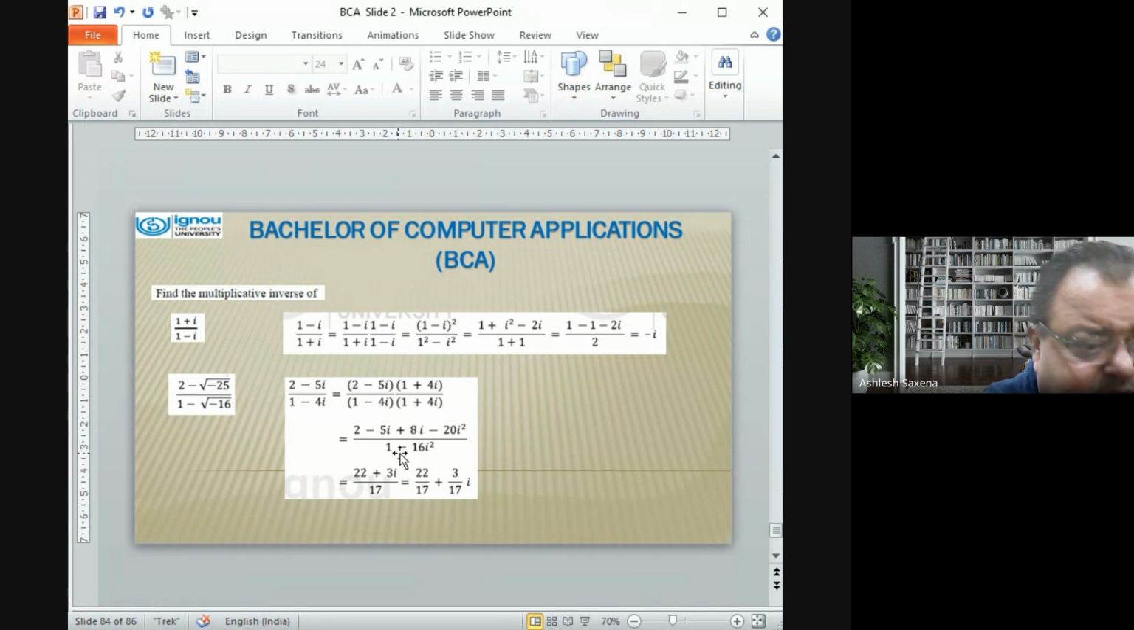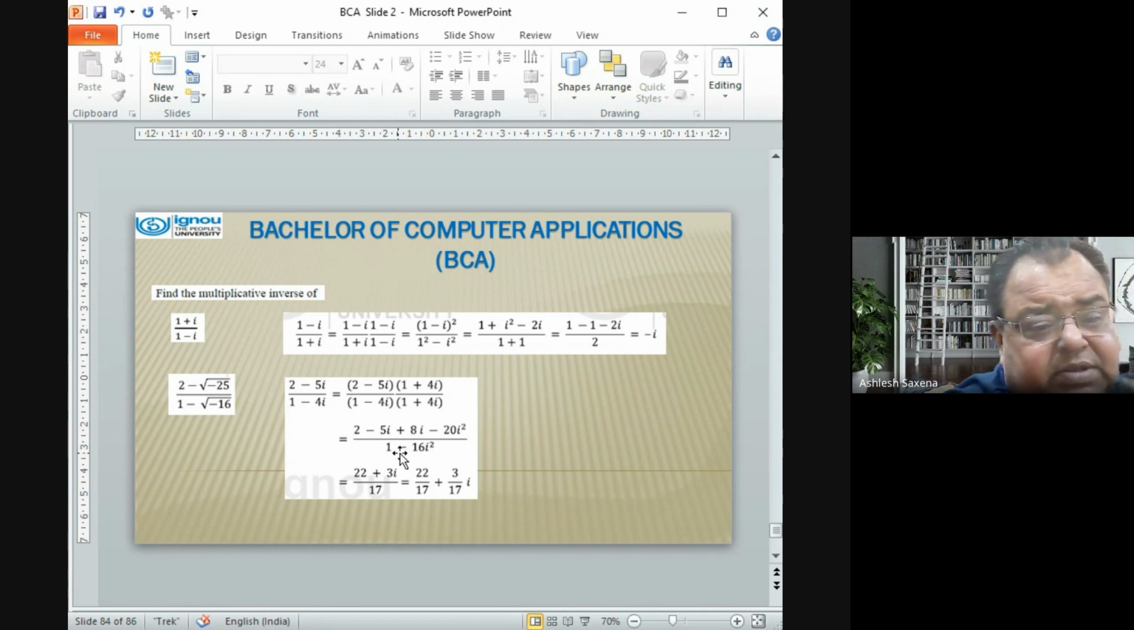Now we have a problem something like this: 2 minus under root minus 25 upon 1 minus under root minus 16. Nothing to worry. What we will be doing? Take the minus sign out from under the root. So it will become 2 minus 5 iota, since under root 25 becomes 5 iota and 16 becomes 4 iota, upon 1 minus 4 iota. Multiply and divide with the sign opposite to what we have in the question. So this will become 2 minus 5 iota upon 1 minus 4 iota into 1 plus 4 iota upon 1 plus 4 iota. In the denominator, we will again get a square minus b square.